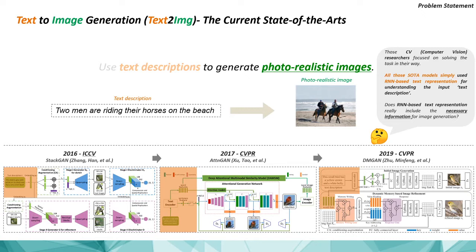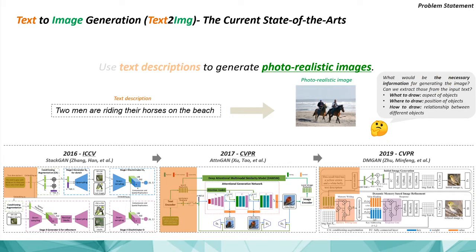However, does RNN-based text representation really include this crucial information for image generation? What do you think? Well, then we thought the task name is text-to-image generation. Then what is the best way to effectively use this input text in order to extract the necessary information to generate the appropriate image? Like what to draw, the aspect of objects, where to draw, the position of objects, how to draw the relationship between different objects. Can we extract those information from the input text description?